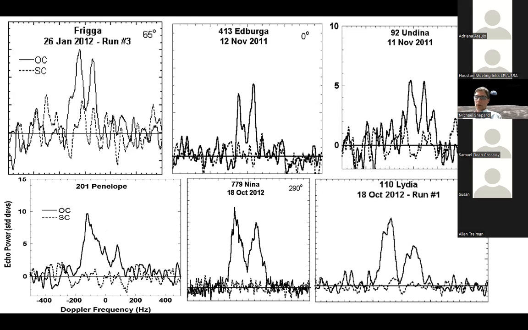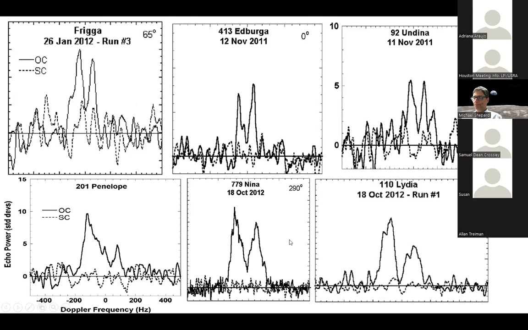But the canonical shape of these echo pulses that you receive is more like a Gaussian shape. What I'm showing you here is a variety of examples where we saw this in almost every bright radar asteroid that we observed. We have multiple pulses, often these bifurcated, two wings, sometimes multiple. Here's one with 4 in Dina.